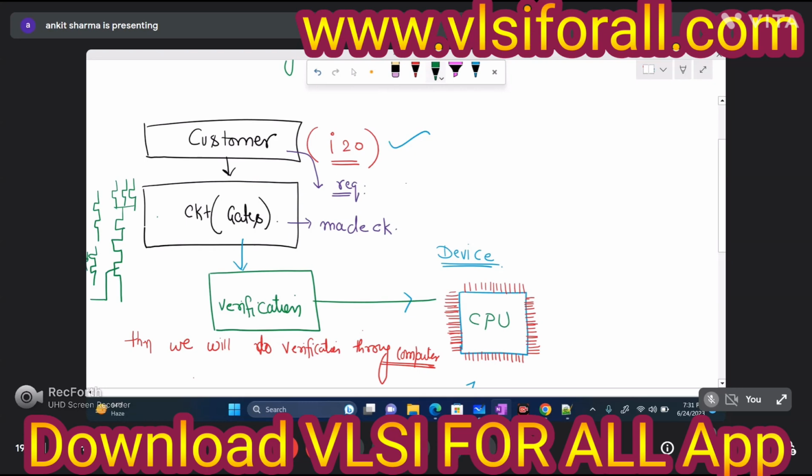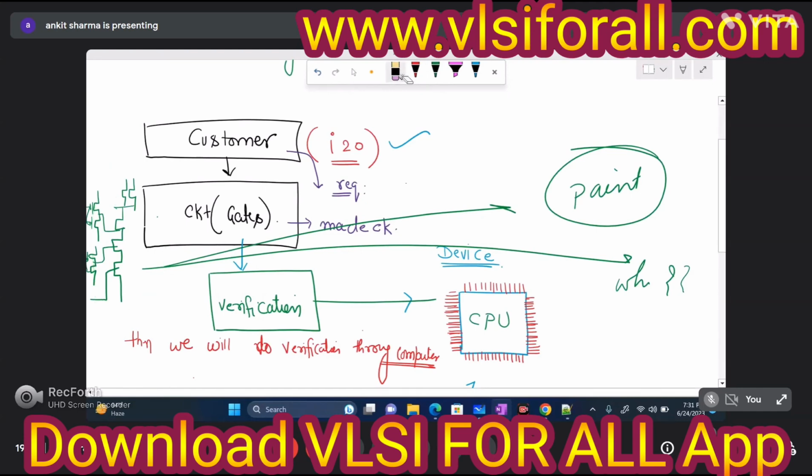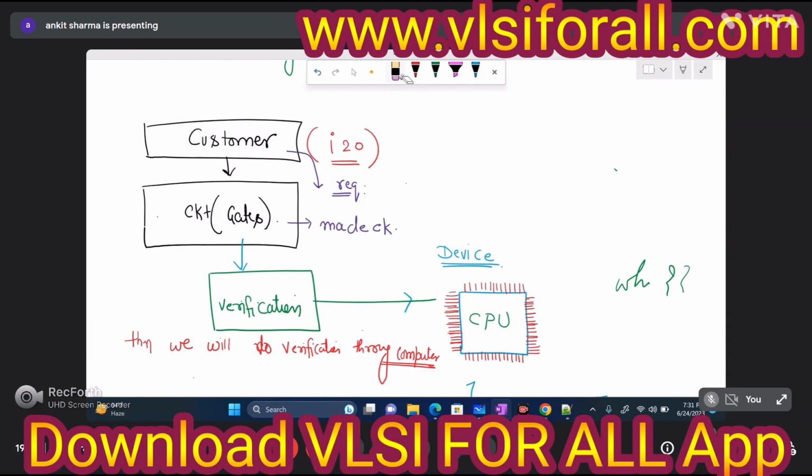So let us suppose you made this. Now, how can you verify this? Will you draw this circuit into Paint? Will you draw this circuit into this whiteboard? And then will you verify? Answer is no. Then how can a computer understand this hardware circuit? How?